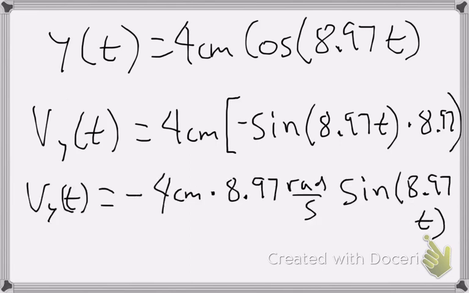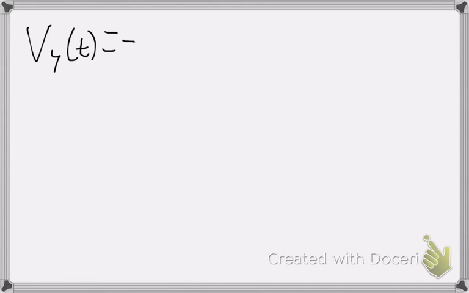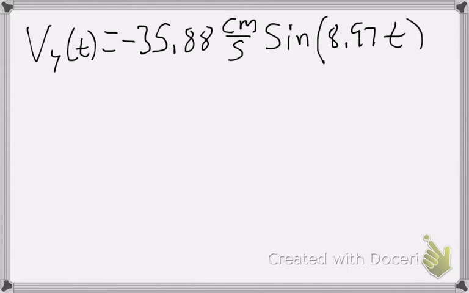And if you forgot, that 8.97 actually does have units, and it's radians per second. So I'm going to clearly write out all of the units that I can here. And we've got 4 times 8.97. And the way that the units will work out is we should get centimeters per second. And that makes sense because the amplitude of the velocity should be in terms of a velocity. So centimeters per second makes perfect sense.